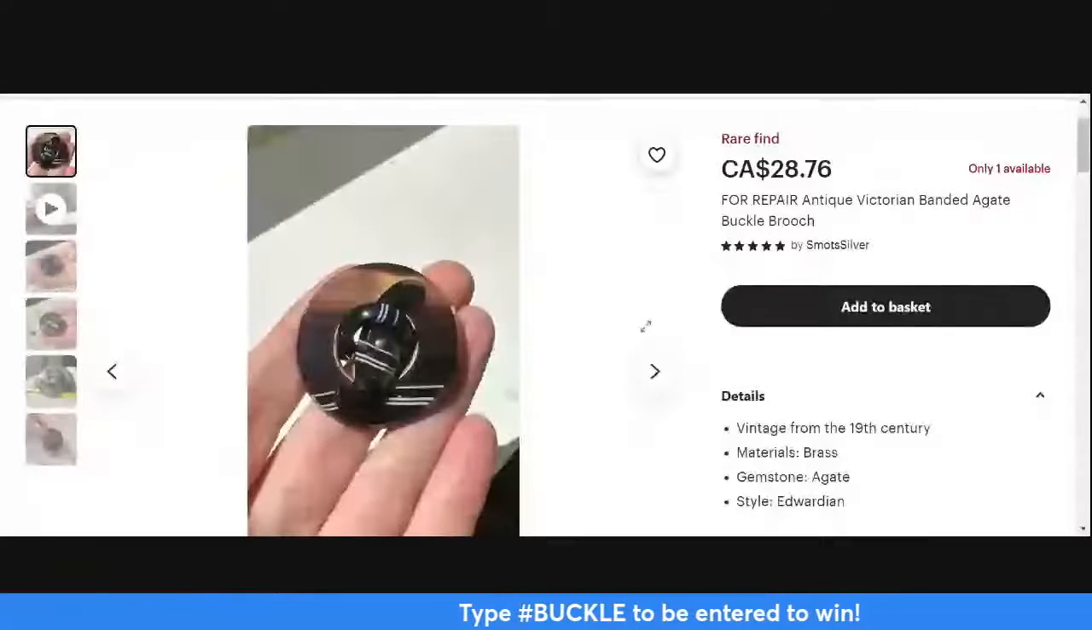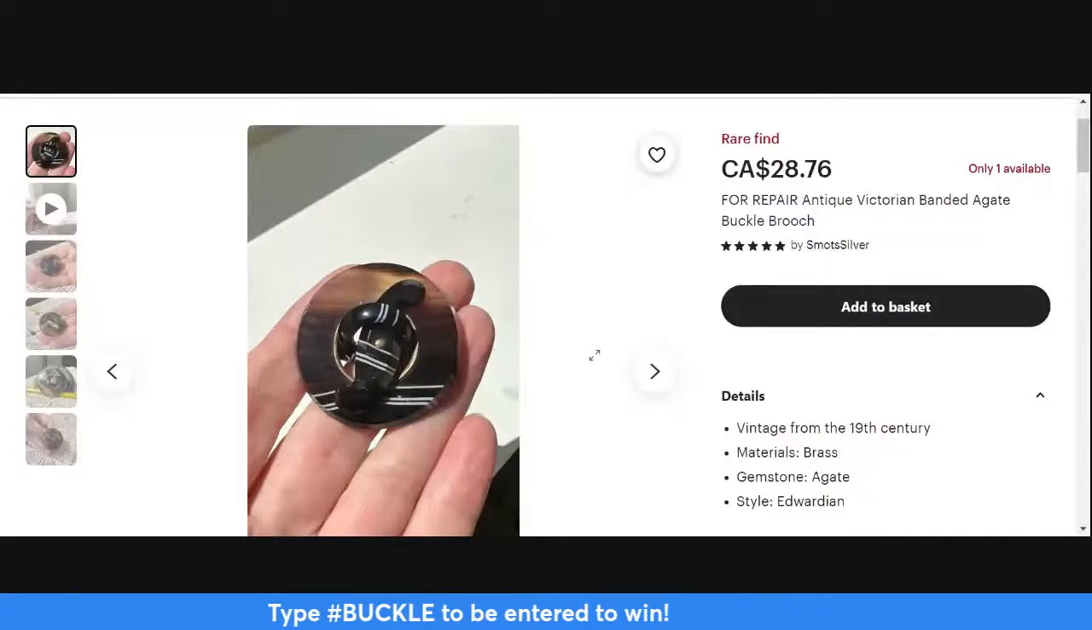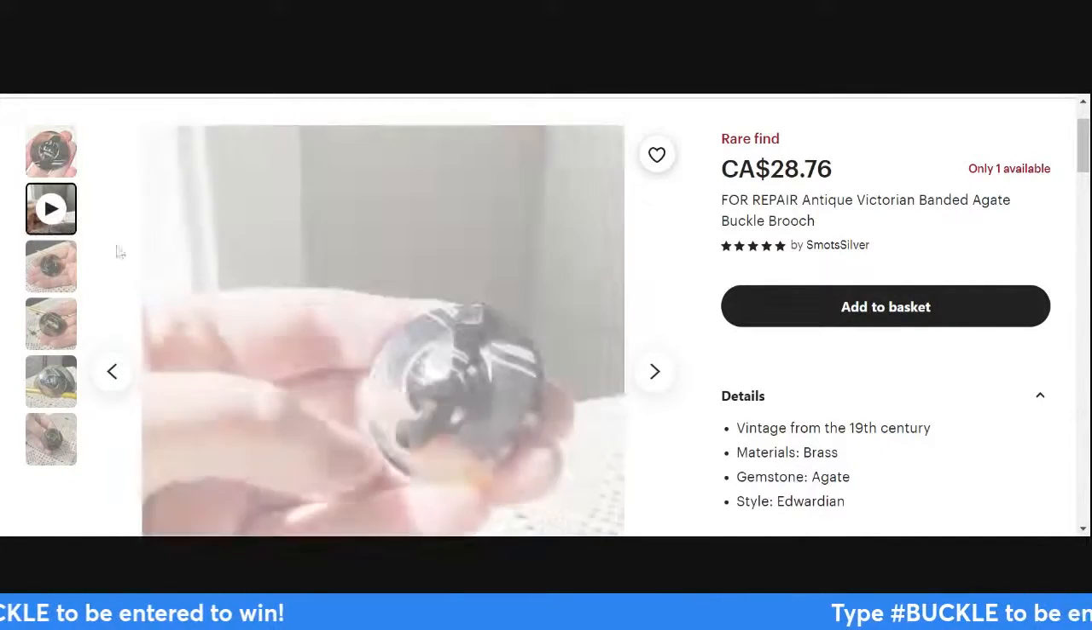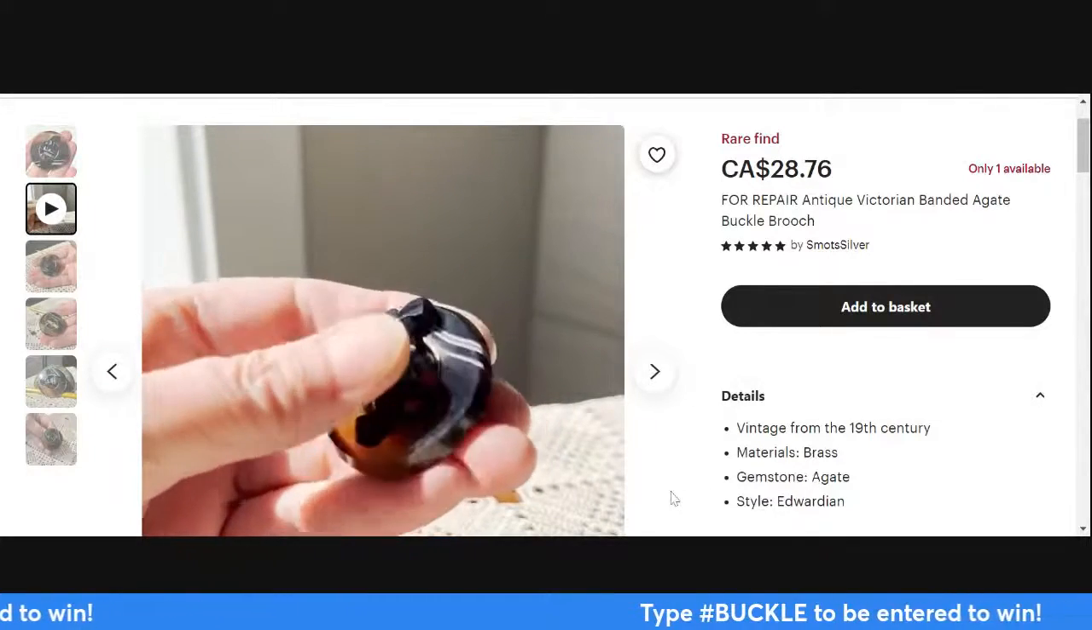So let's do this. This is a Scottish piece. I will get you ready to see it. I found it on Etsy. And it is only $28.76 Canadian. They say it's for repair, and they have a nice video. So I'm going to play the video for you so you can see why it's for repair.